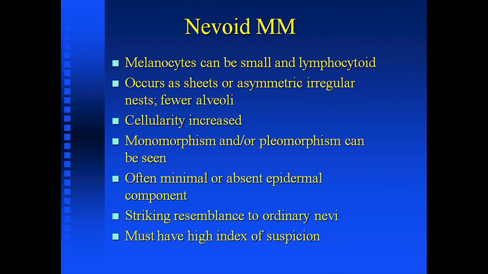You see sheets of melanocytes that don't mature. You see a little bit of cellularity, and there can be both monomorphism and pleomorphism. So in other words, if you don't see those so-called theques, and you just see sheets of melanocytes, you really have to consider this entity. There can be an absent epidermal component, so it can be just a dermal neoplasm, but in this case, the epidermal component helped. Striking resemblance to ordinary nevi.